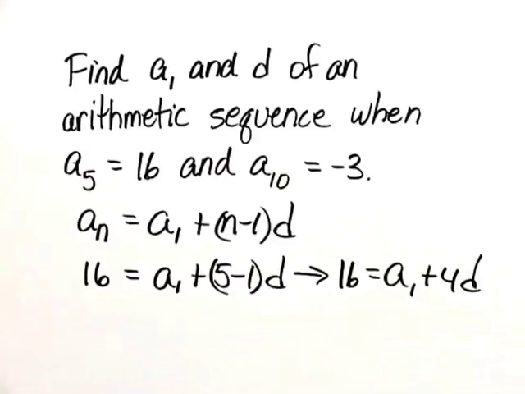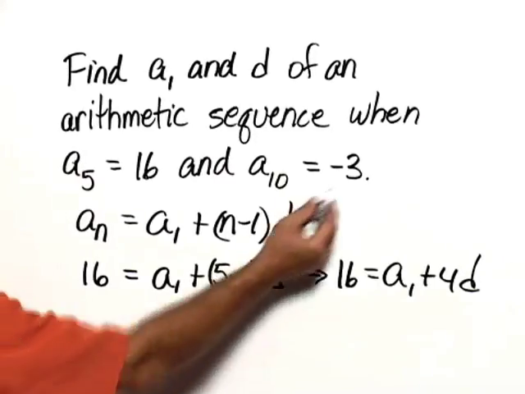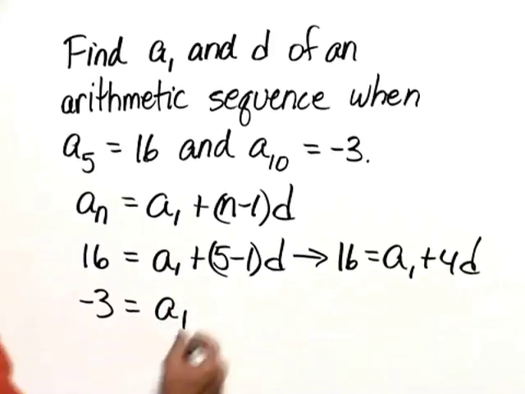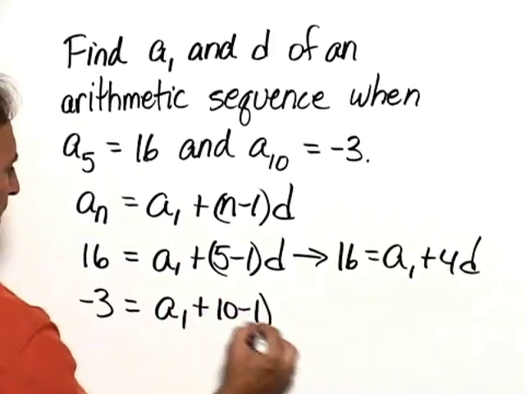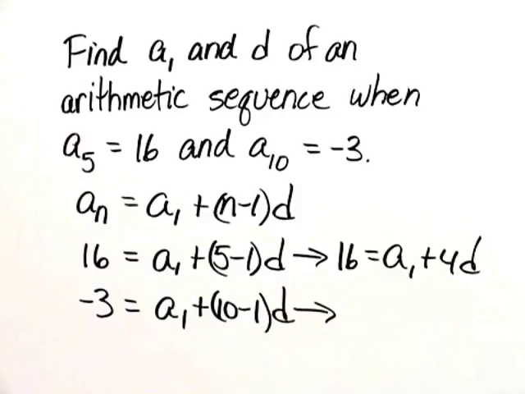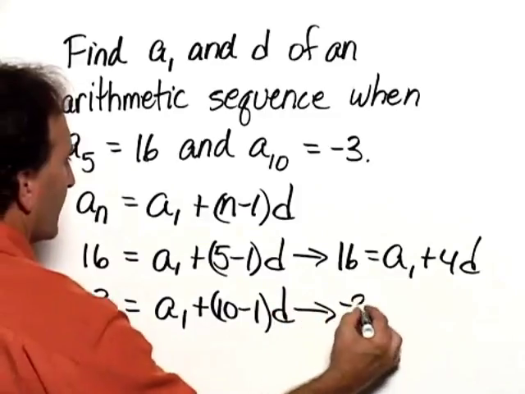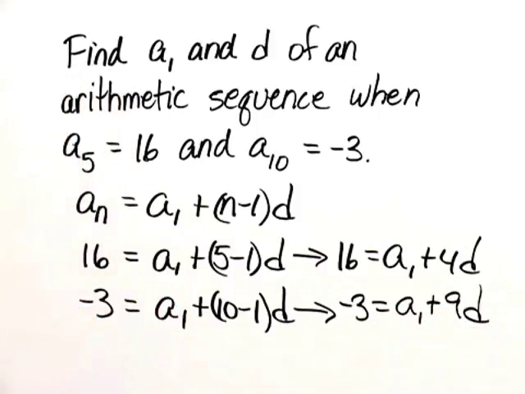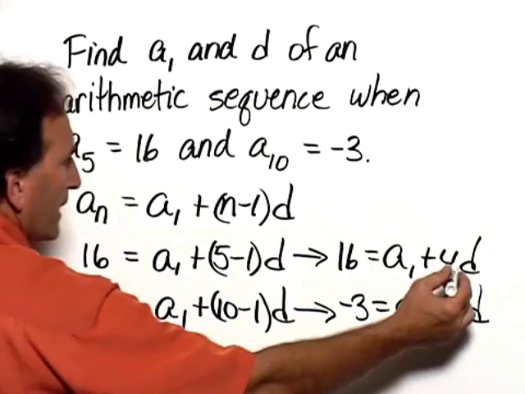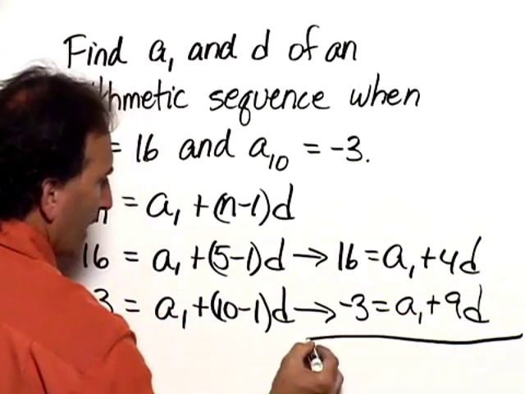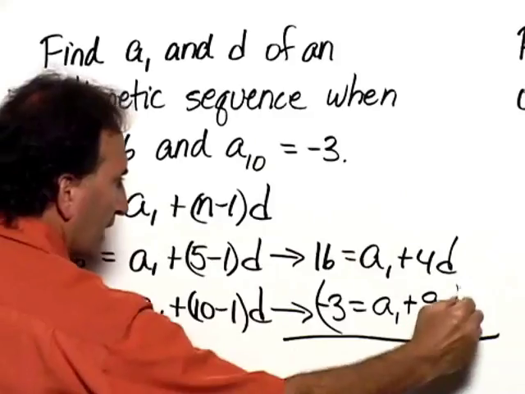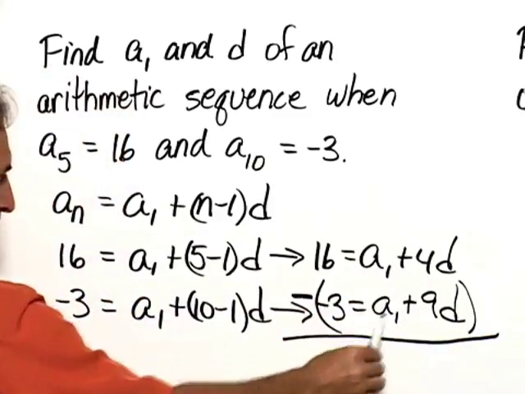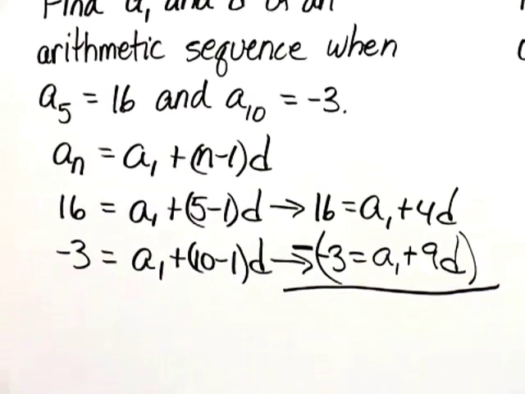Now we'll use the 10th term. A sub 10 is equal to negative 3. Negative 3 is equal to a sub 1 plus 10 minus 1 times d. That equation then becomes negative 3 equals a sub 1 plus 9d. So we'll solve these two equations, and what I'm going to do is subtract the second equation, which would then eliminate the variable a sub 1.